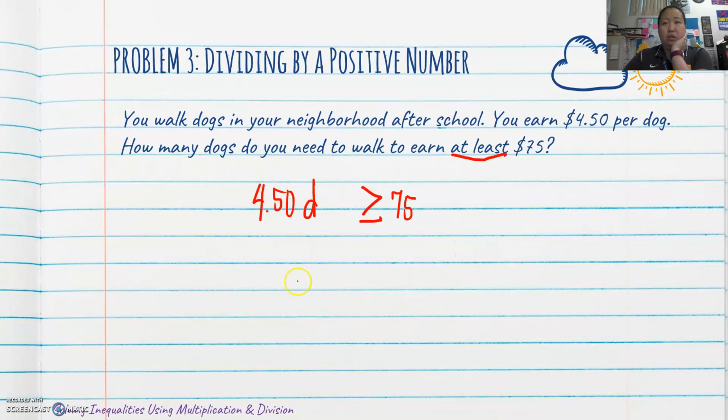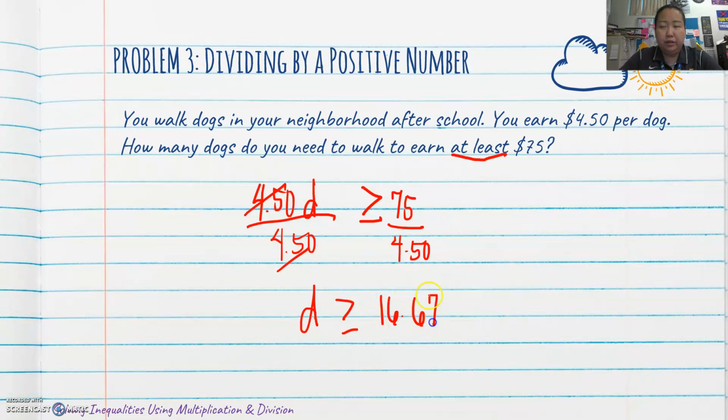For us to be able to solve this, we will need to get rid of the $4.50, so we will divide by 4.50. We divide by 4.50, so that will now be canceled. And so the number of dogs needs to be greater than or equal to, if you use your calculator, 16.67, repeating. But there's no number of dogs that is 16.67, right? So we can round this up to 17, and so we know that we need to walk at least 17 dogs to hit $75. All right.